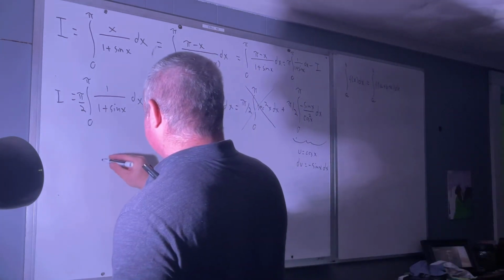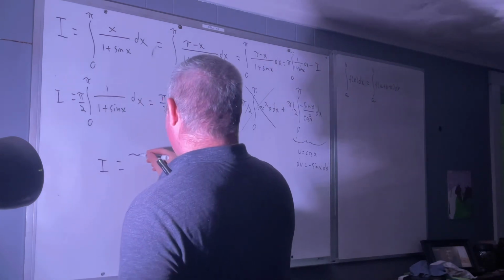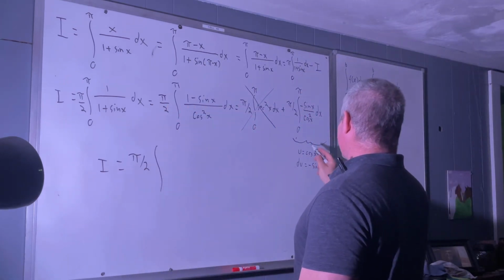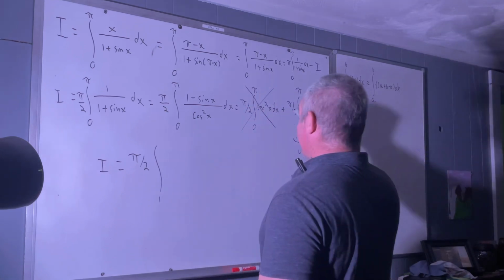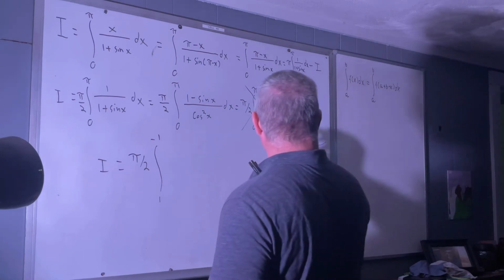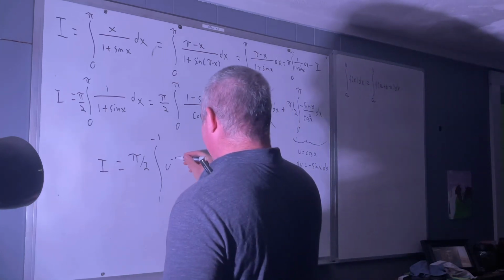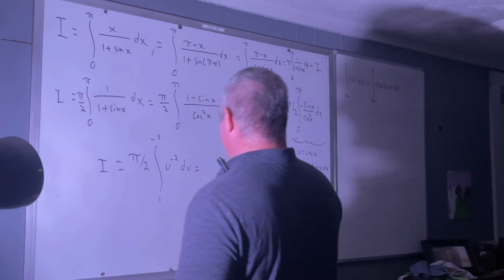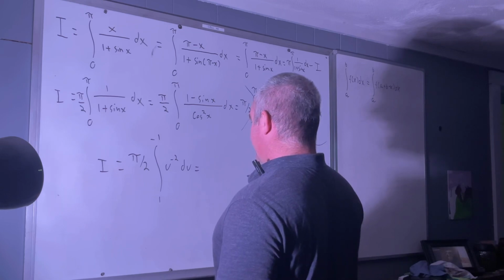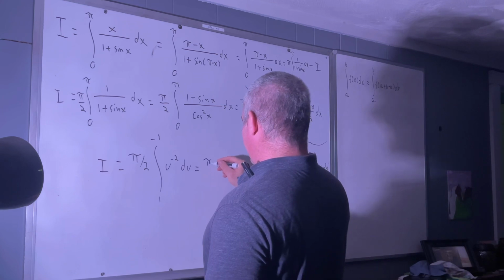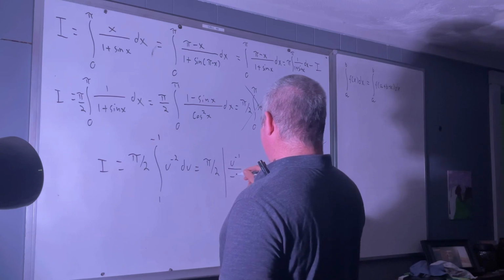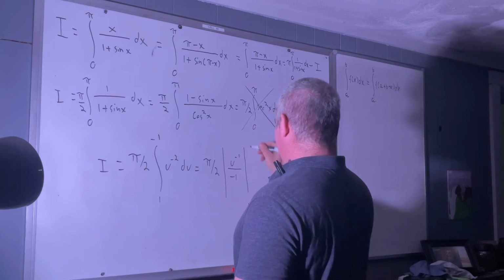So I is equal to pi over 2 times the integral from, let's see, u is equal to cosine of x. So cosine of 0 is 1, cosine of pi is negative 1, and then we have our du, and then 1 over u squared, so that's u to the negative 2 du. And that's going to be equal to pi over 2 times u to the negative 1 over negative 1, evaluated from 1 to negative 1.